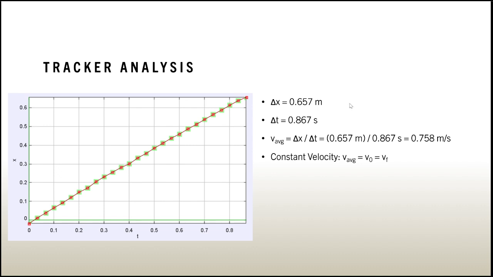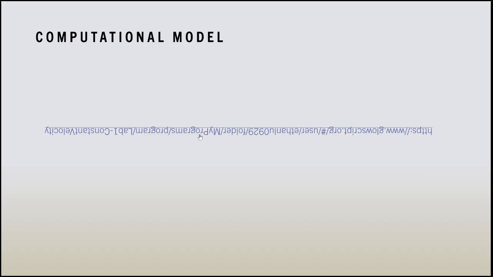All right. So, using the tracker analysis, we found that the total change in position was 0.657 meters, and the total change in time was 0.867 seconds. And since the average velocity equals the change in position over the change in time, it would be 0.758 meters per second. And we see that the slope is relatively constant, so we can say that there's constant velocity. The average velocity equals the initial velocity, which equals the final velocity. All right, now let's look at a computational model.